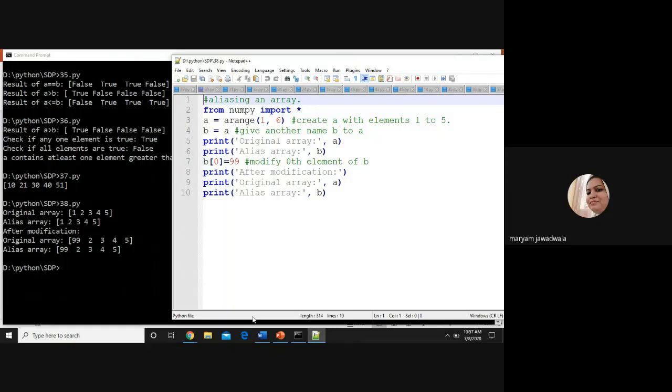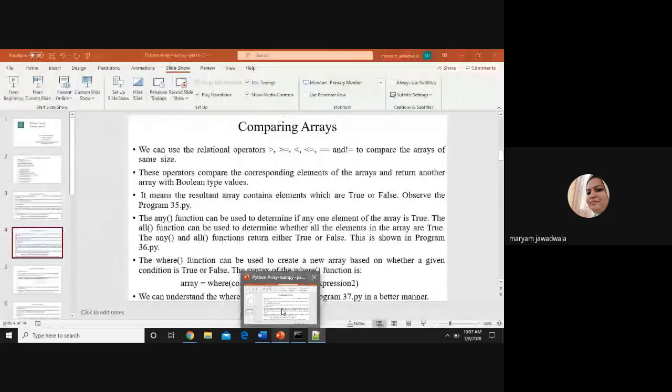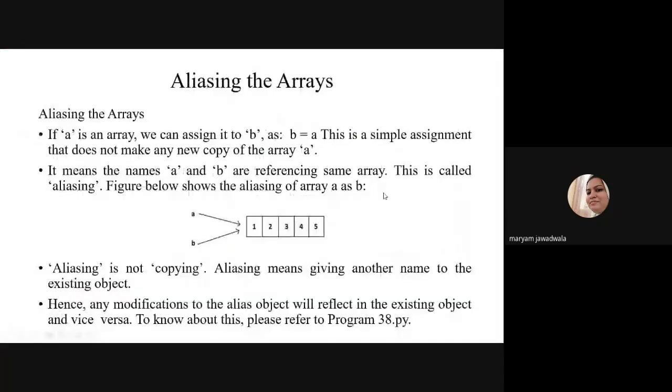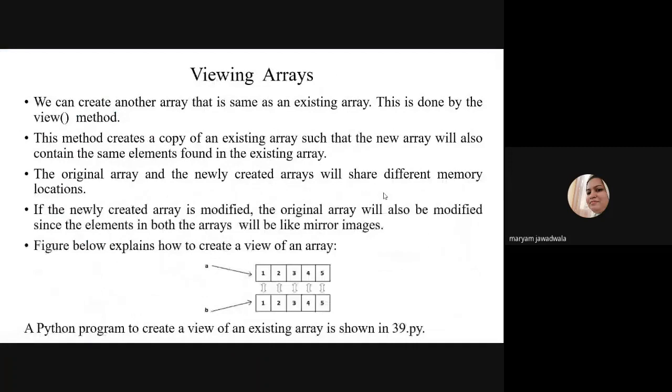Okay, so I hope you understand the concept of array aliasing well. Move ahead. The next one is viewing arrays. We can create another copy of an array using the existing array. This is done by the view method.